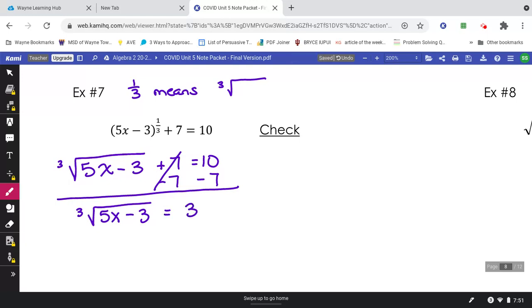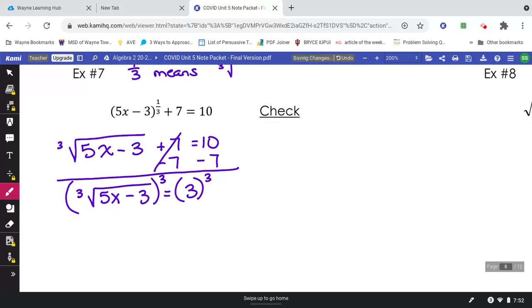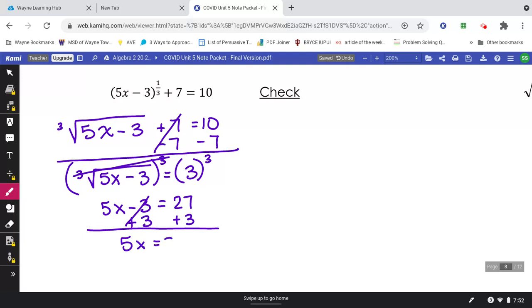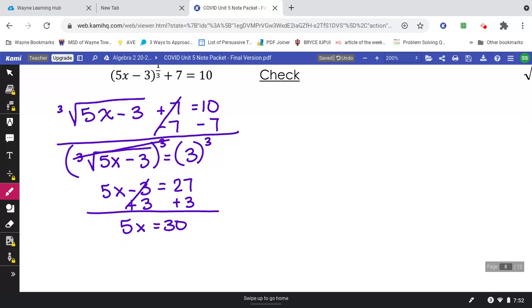To get rid of the cube root, you raise it to the third power. And same thing on the other side. Those cancel, giving us 5x minus 3. And then 3 times 3 times 3, 27. Now we're back to just a regular linear equation. 5x equals 30 and divide by 5. X equals 6.